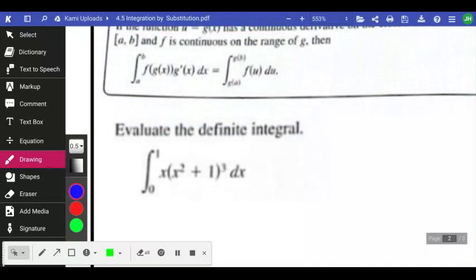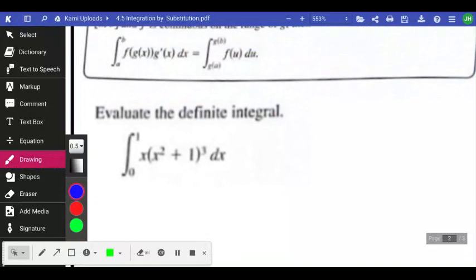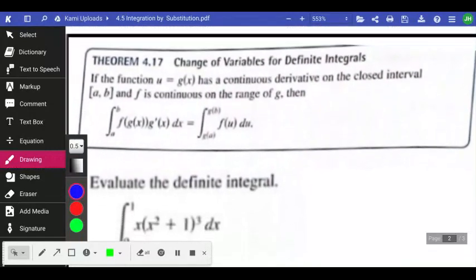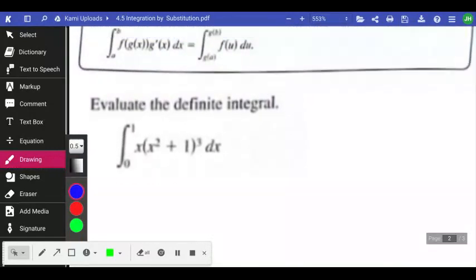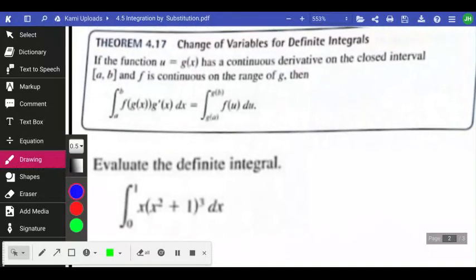What time do we have? 6 minutes left. Don't forget to spray S this time like we usually do. Okay, we're going to do this one definite integral, and then I'm going to spray this, and we'll be good to go.